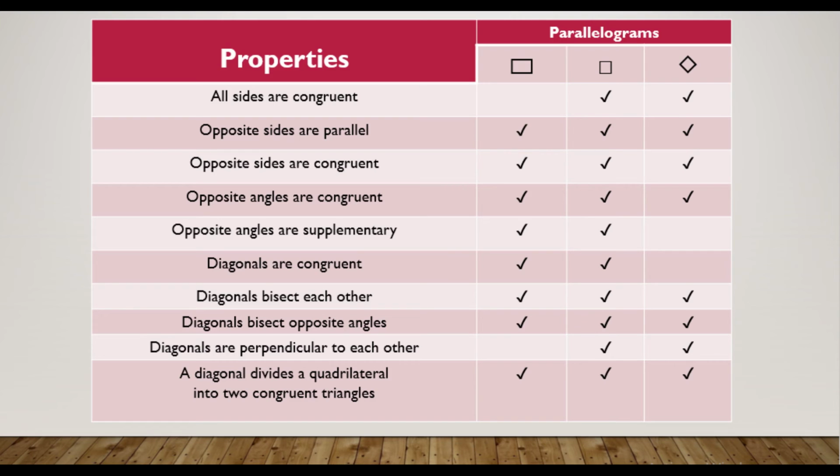For the fifth property, opposite angles are supplementary. The square and rectangle automatically qualify for this property. But what about a rhombus?